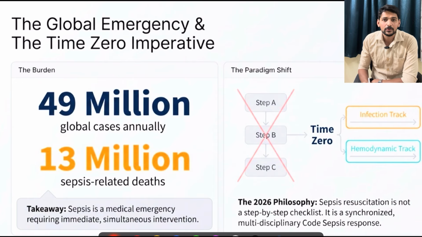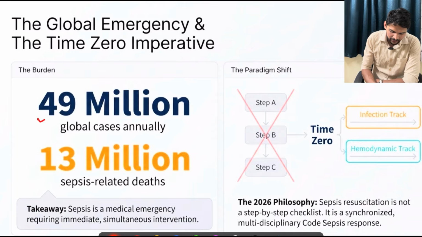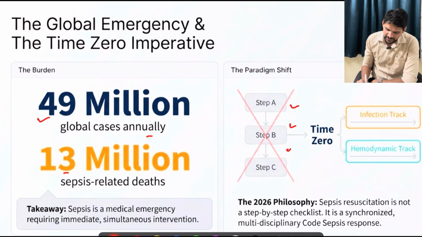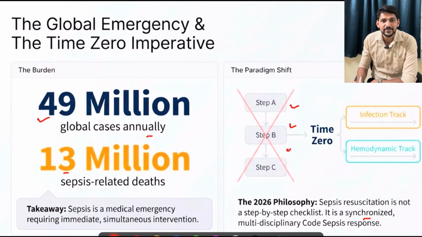We all know that there are globally around 49 to 50 million cases of sepsis every year, and among that about 30 million deaths will be happening, and this rate is more in middle and low income countries where it might reach up to 60 to 70, 80% of mortality. So the main shift from the previous guidelines to the present one is we should not be approaching the case stepwise. It should be concomitant, like multidisciplinary, synchronized, at a time action should be taken whenever we deal the case of sepsis.